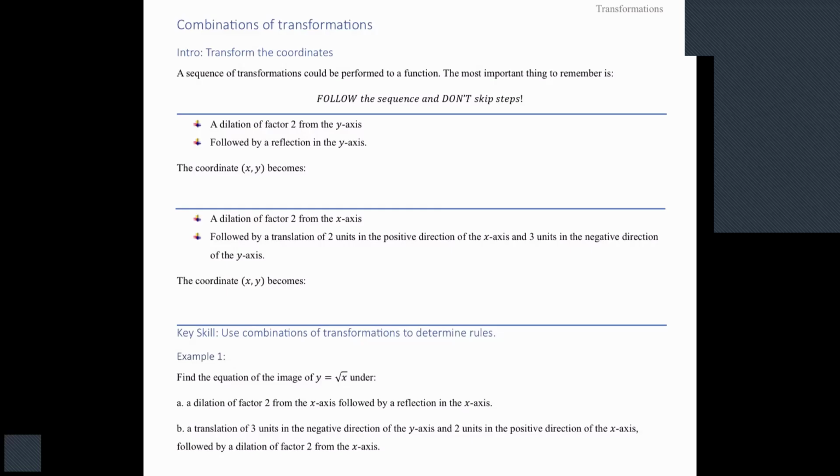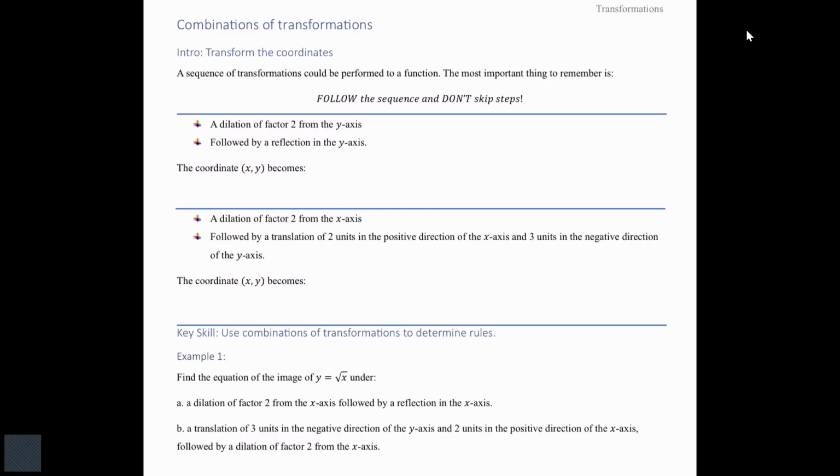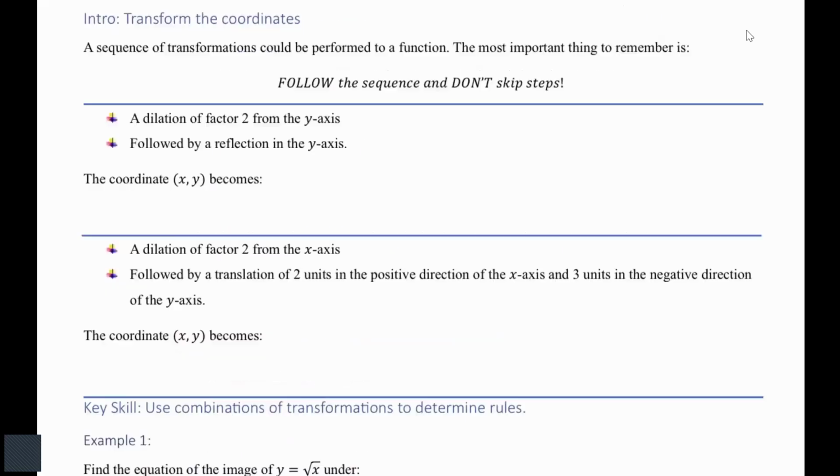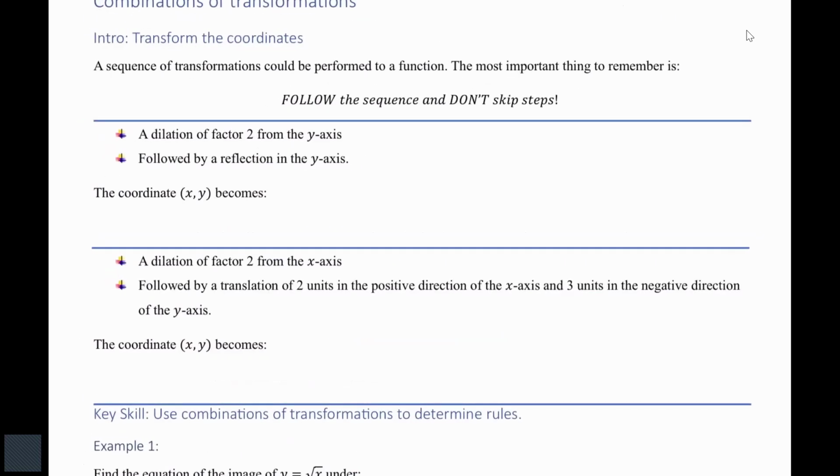Right, part two here. Now we're moving from single transformations to combinations of transformations. When we're doing that, remember the mapping method. The sequence does matter. The sequence is so important that if you mess up the sequence, you get a whole question wrong. So the key words will be: follow the sequence and do not ever skip steps.